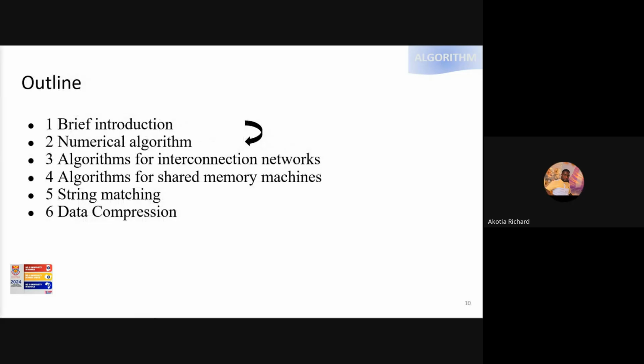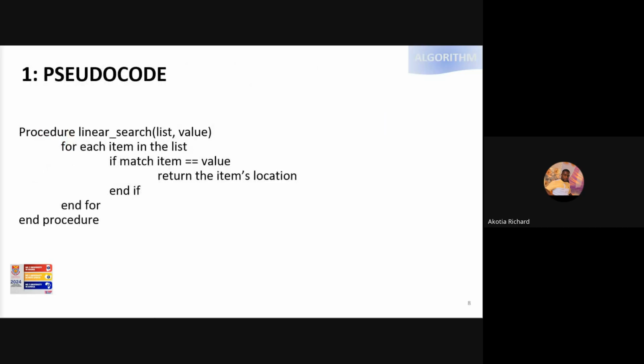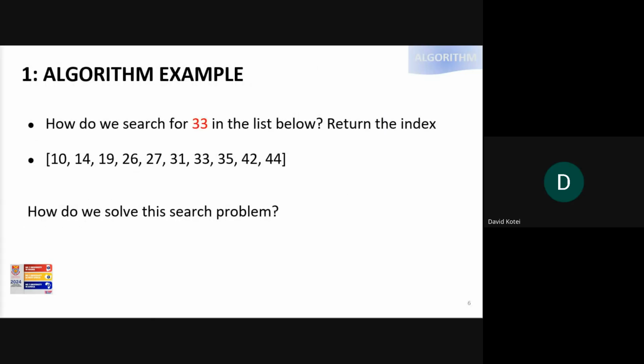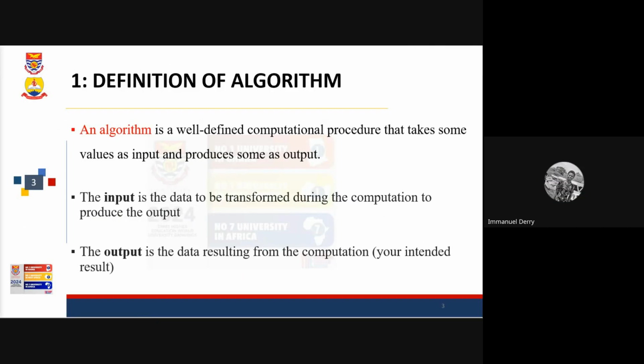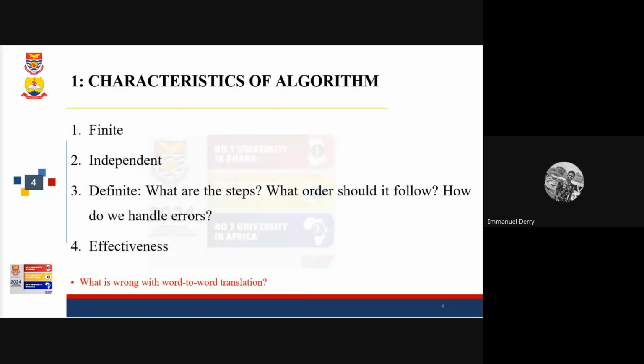Sir, I asked a question about the independence of an algorithm. And what I said was that for every algorithm, it shouldn't depend on the other to run. Just like what we saw earlier in the linear search, it doesn't depend on any other algorithm to run. So every algorithm should be independent on its own. The linear search, for instance, is independent, except that you have to provide input for it to be able to run.